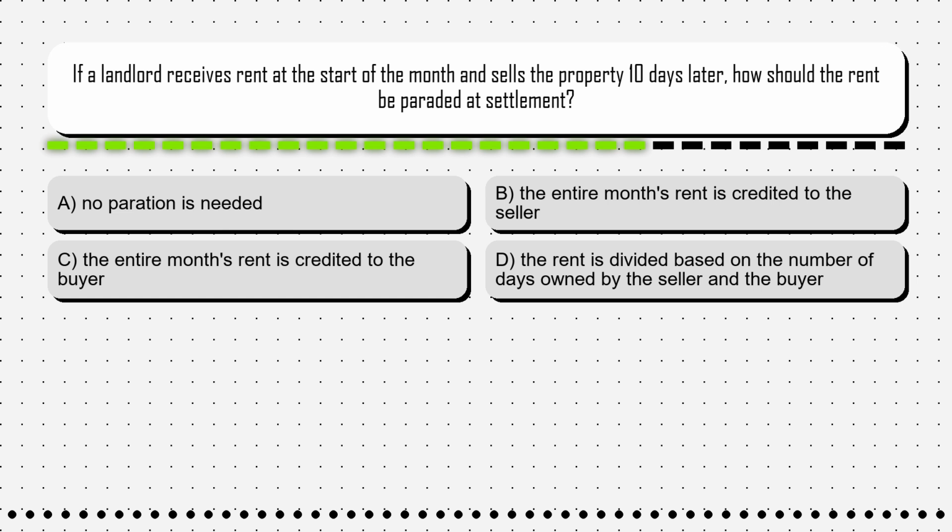Question 18. If a landlord receives rent at the start of the month and sells the property 10 days later, how should the rent be prorated at settlement? Option A, no proration is needed. Option B, the entire month's rent is credited to the seller. Option C, the entire month's rent is credited to the buyer. Option D, the rent is divided based on the number of days owned by the seller and the buyer.